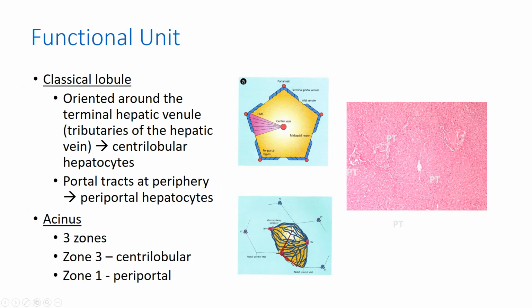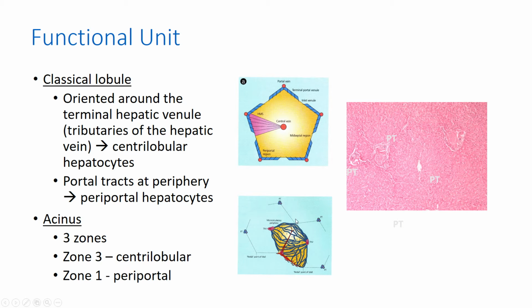So going back to the functional unit, you have the classical lobule, which is composed of 5 or 6 portal tracts centered around the terminal hepatic venule. So you have the portal tracts at the periphery, blood comes in through these structures, percolates through the liver, and exits through the central veins.